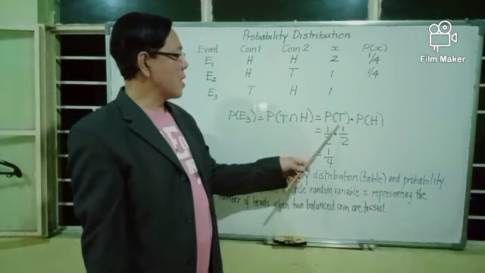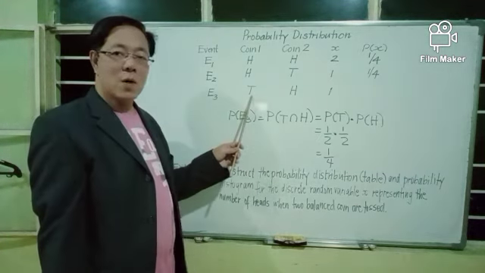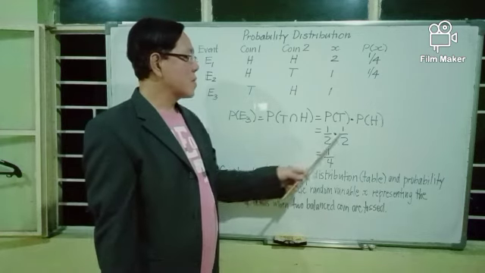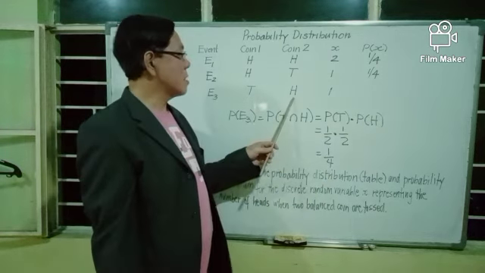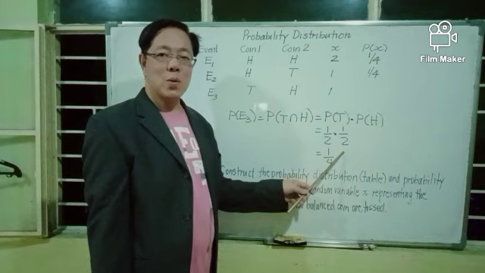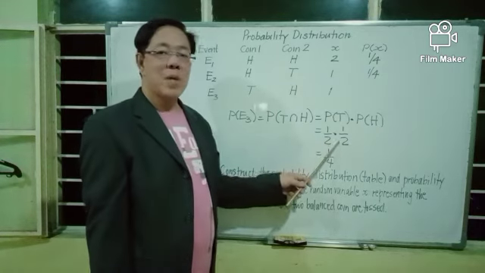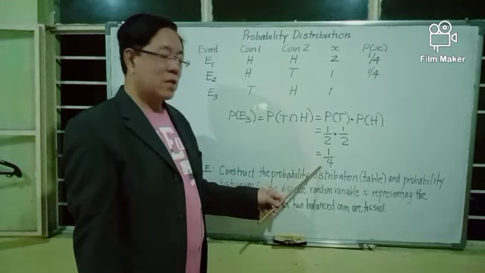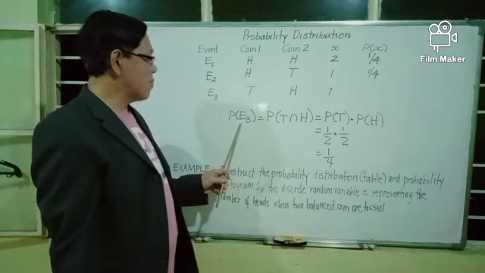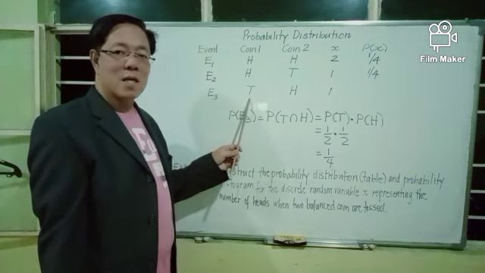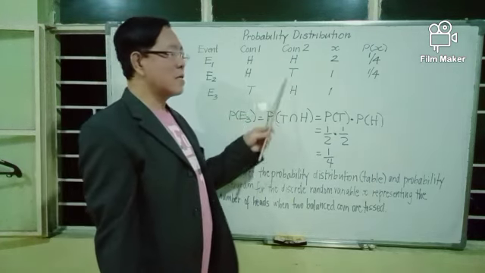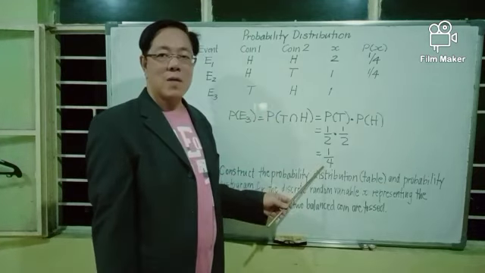And the probability of getting tail in the first coin is 1/2. The probability of getting heads in the second coin is 1/2. And 1/2 multiplied by 1/2 is 1/4. Hence, the probability of event 3, the event of getting tail in the first coin and heads in the second coin, is 1/4.